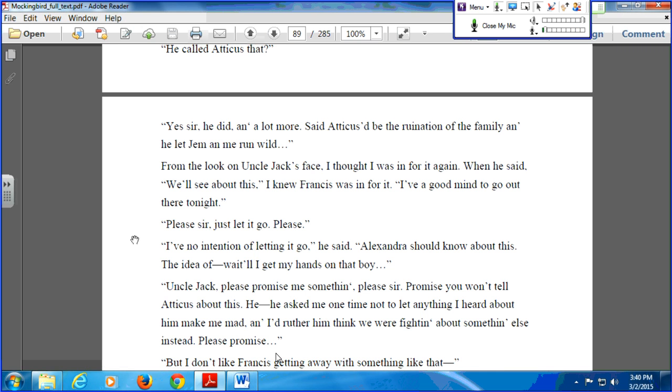Look at Uncle Jack's face. I thought I was in for it again, and he said, "We'll see about this. I knew Francis was in for it tonight. I have a good mind to go out there tonight." "Please, sir, just let it go, please." "I had no intention of letting it go," he said. "Alexander should know about this. The idea of, wait, I'll get my hands on that boy." "Uncle Jack, please, promise me something, please, sir. Promise you won't tell Atticus about this."